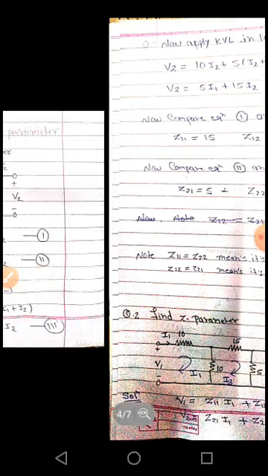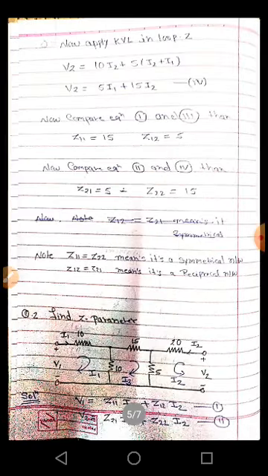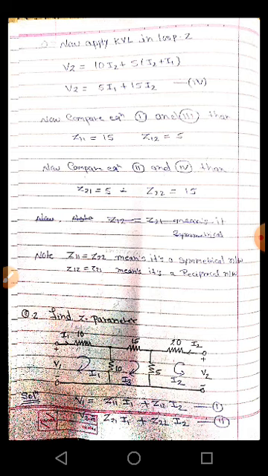Again, we apply the loop 2 equation. According to loop 2, V2 is equal to 10 into I2 plus 5 times (I2 plus I1). Simplify this equation, then we get V2 is equal to 5 I1 plus 15 I2. Comparing these two equations with the standard equations of Z parameter, equation number 1 and equation number 2, we get Z11 is equal to 15 ohm, Z12 is equal to 5 ohm, Z21 is equal to 5 ohm, and Z22 is equal to 15 ohm.